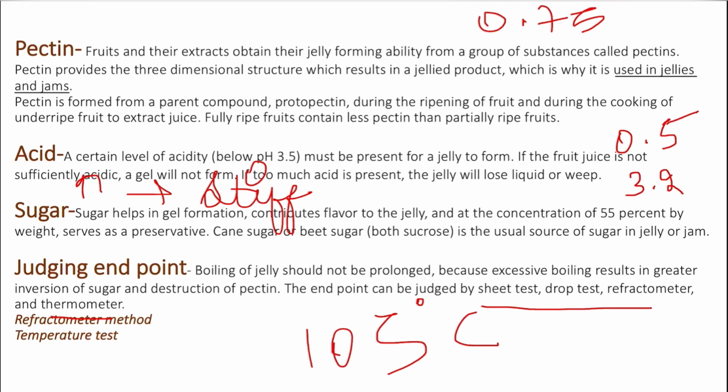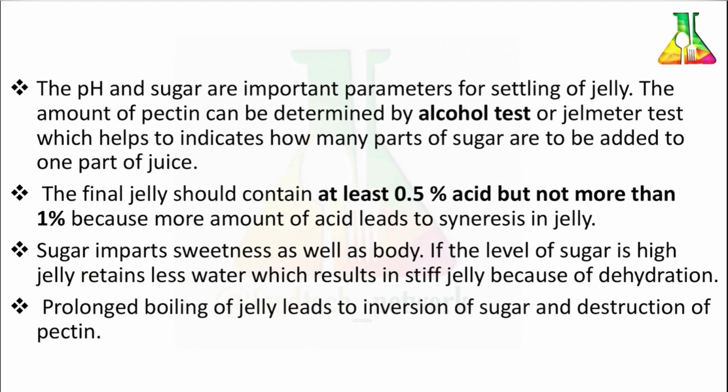Okay, next, the pH and sugar are the most important parameters for setting of jelly. The amount of pectin can be determined by the alcohol test or gel meter test. We will discuss the gel meter test and alcohol test in detail in this same video. The final jelly should contain at least 0.5% acid but not more than 1%. I have told you it will be like 0.5 to 0.75%.